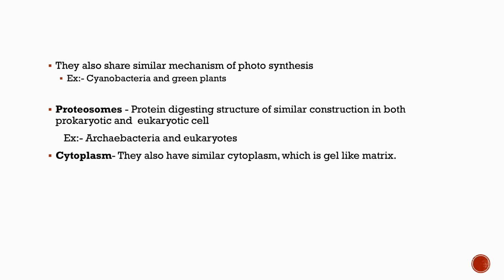Proteasomes, which are the protein digesting structures, are also similar in construction in both prokaryotes and eukaryotes, that is between archaebacteria and eukaryotes. They also have similar cytoplasm, that is, they both have a gel-like matrix.